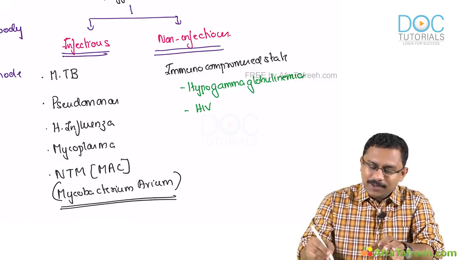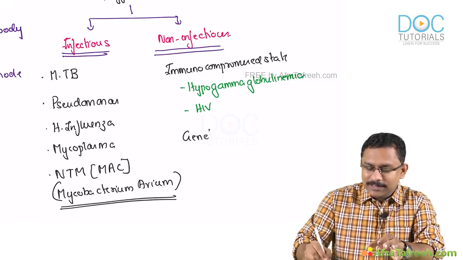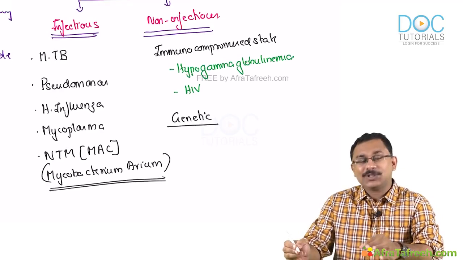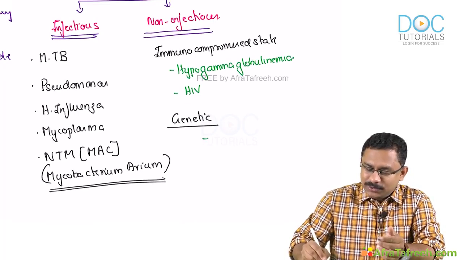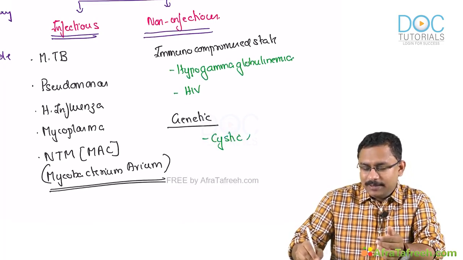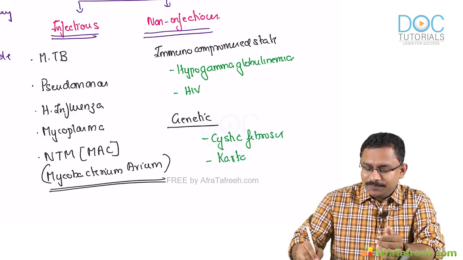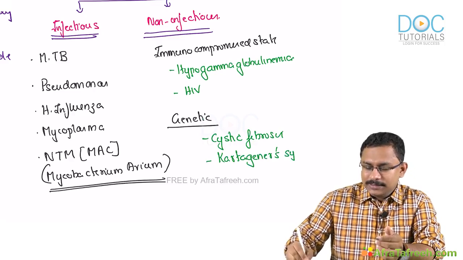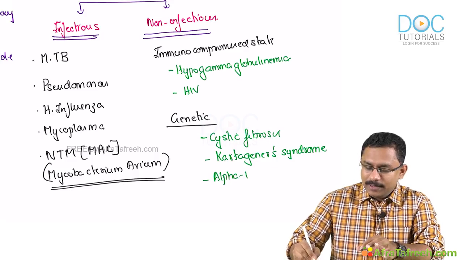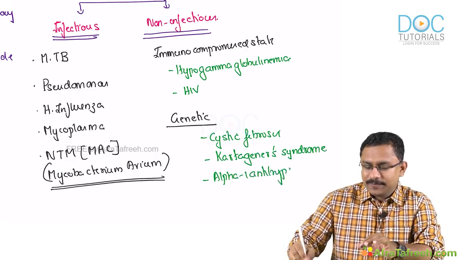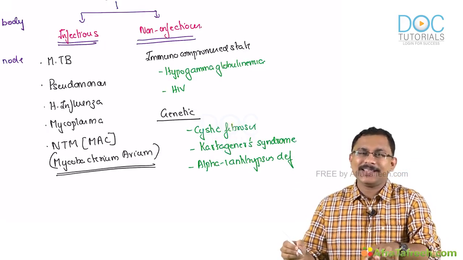Then another trigger could be certain genetic causes. What are the genetic causes predisposing to bronchiectasis? It could be cystic fibrosis, it could be Kartagener syndrome, and alpha 1 antitrypsin deficiency. These are some of the genetic conditions that can predispose.